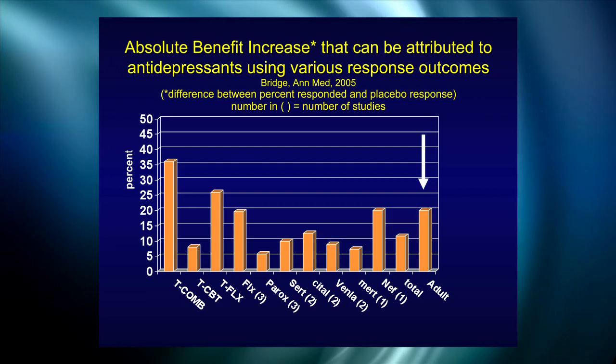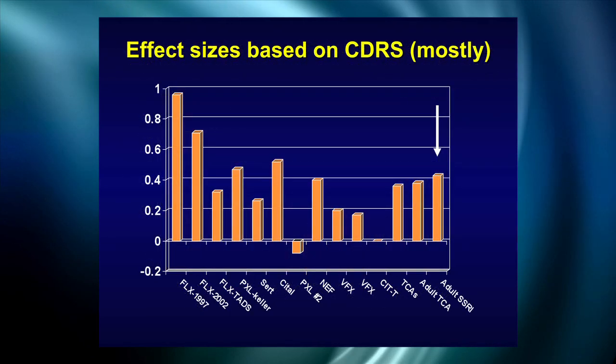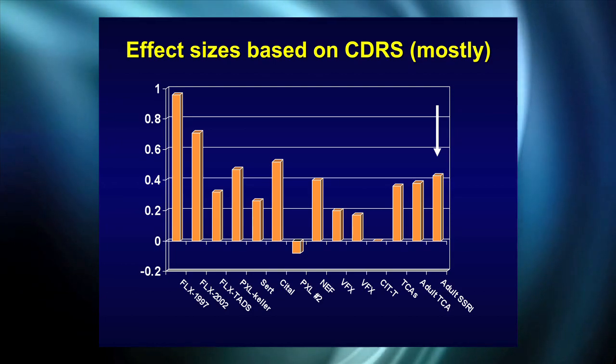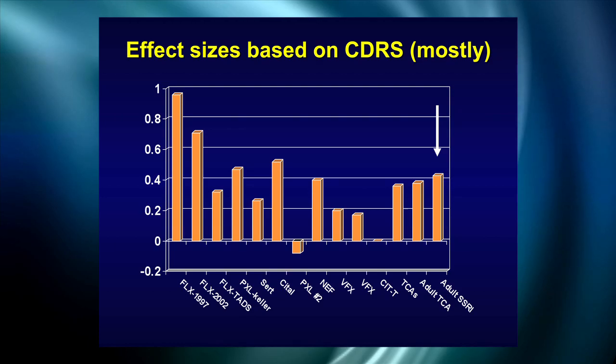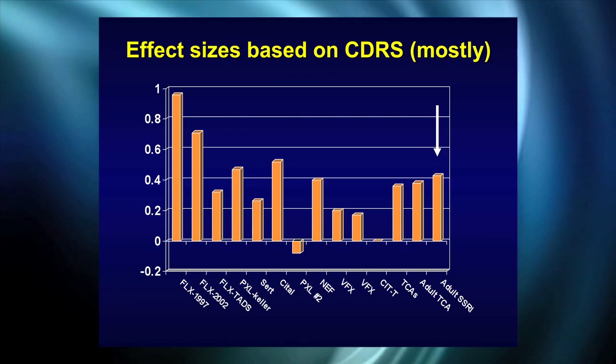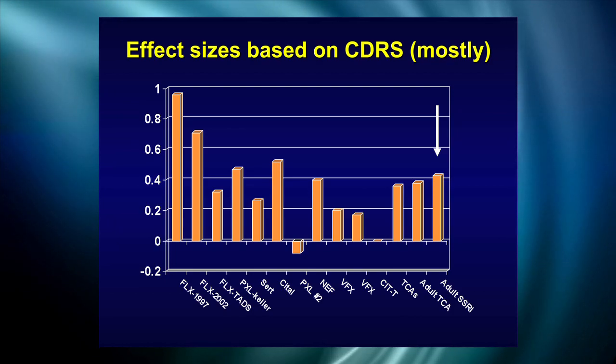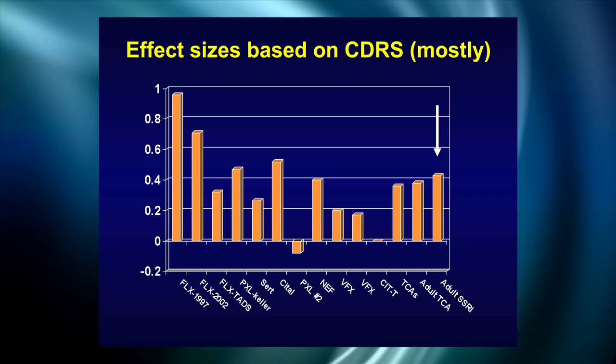This is how the effect size looks on the Children's Depression Rating Scale for the most part. And again, this is adults with the serotonin reuptake inhibitors. This is fluoxetine in its various disguises. And this is some of the other medications that have been used. So as you can see, by and large, the effect size comes in at around 0.4, except for fluoxetine, where the effect size is larger.